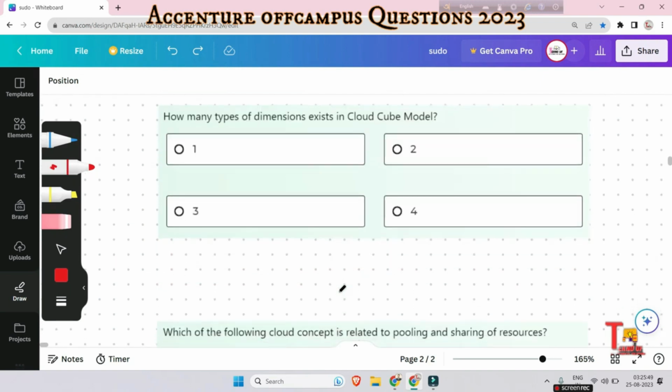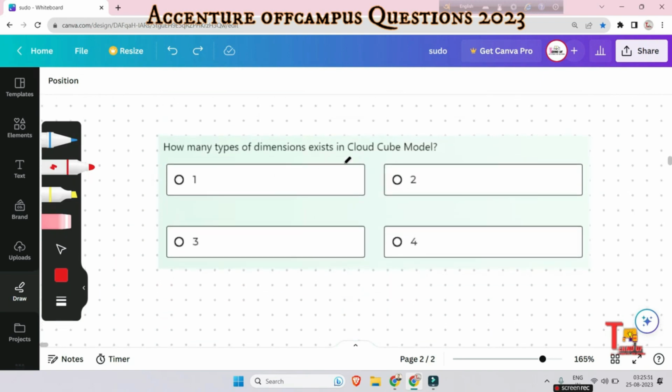Okay, the next question is: how many types of dimensions exist in the cloud cube model? This is a very easy question, so I don't want to answer it at length. There are actually four types of dimensions in the cloud cube model.